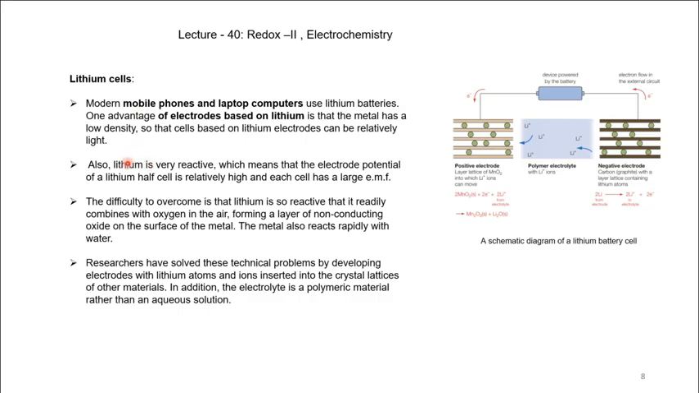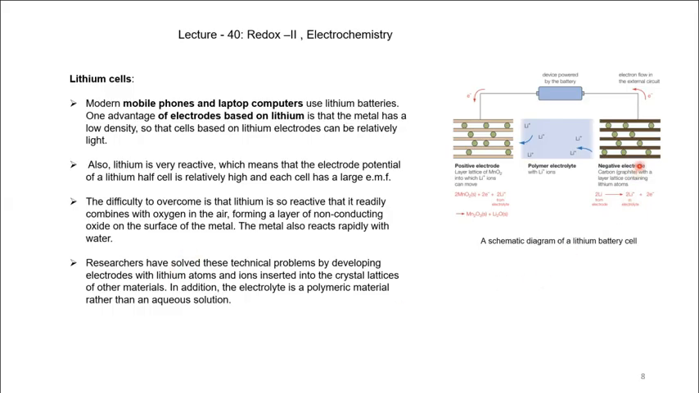Chemist researchers have solved this disadvantage too. What is the disadvantage? Lithium is very reactive, and therefore if it reacts with air, it becomes oxides immediately. And similarly, the metal can react rapidly with water also. That is the disadvantage. And we say that researchers have solved this disadvantage like this.